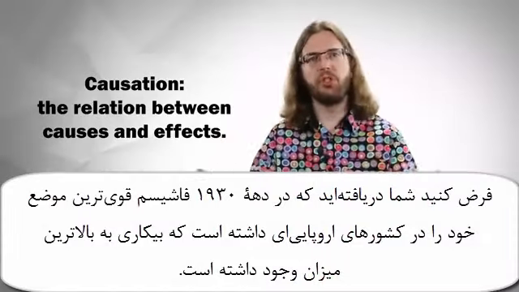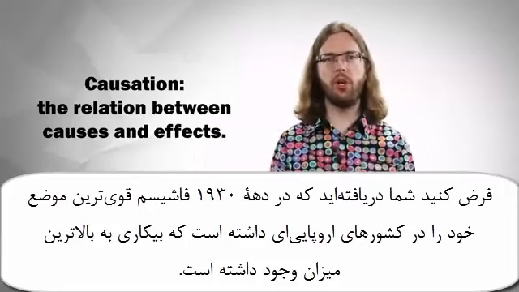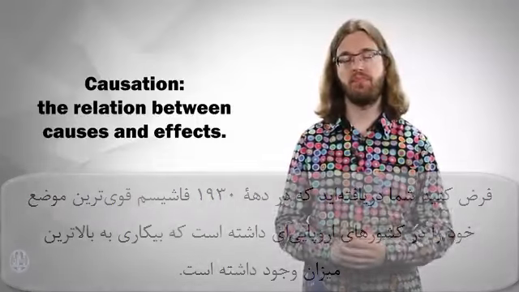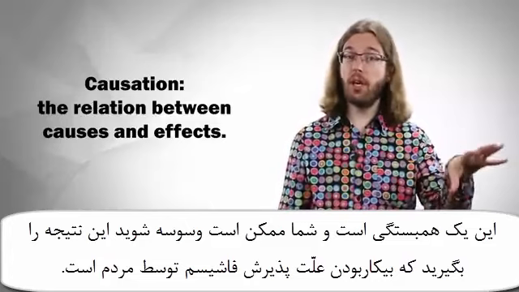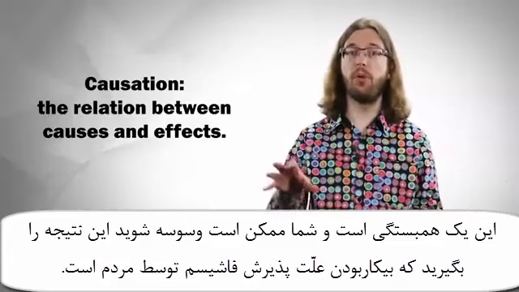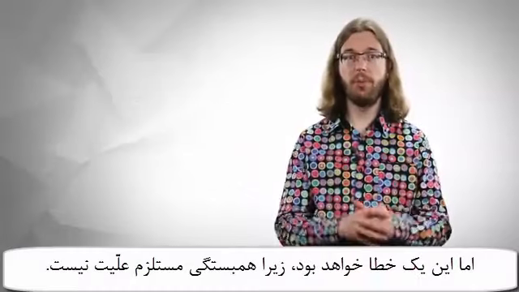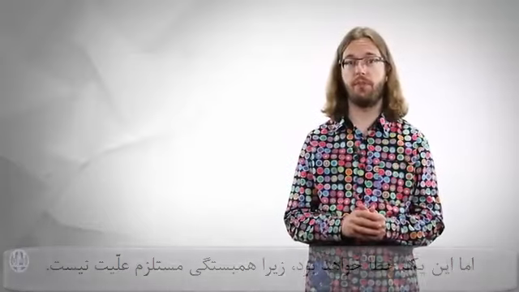So, suppose that you find that in the 1930s, fascism was strongest in those European countries where unemployment was highest. That's a correlation, and you might be tempted to conclude that being unemployed causes people to adopt fascism. But that would be an error, because correlation does not imply causation.